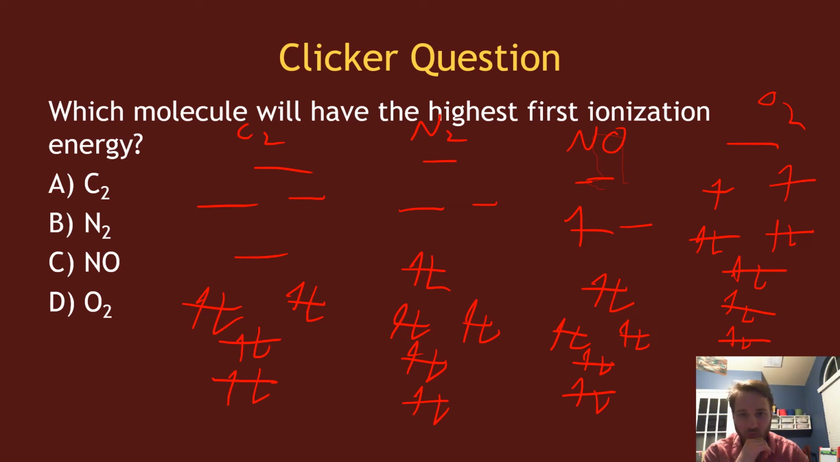And so the one that has the highest ionization energy is the one that is the most difficult to remove an electron from, whichever one requires the most amount of energy to remove an electron. These molecular orbital diagrams are drawn such that energy is increasing as you go up. So for C2, I have to remove an electron from the lower energy orbital. And so that orbital is going to be at a lower energy than any of the other ones, so it's going to be C2 here.